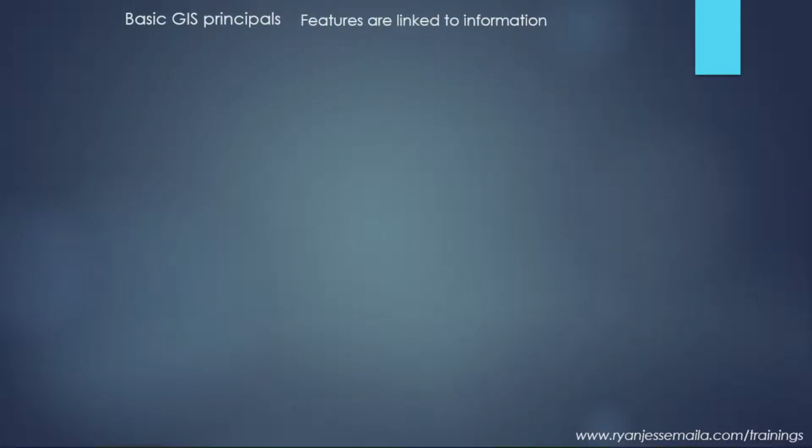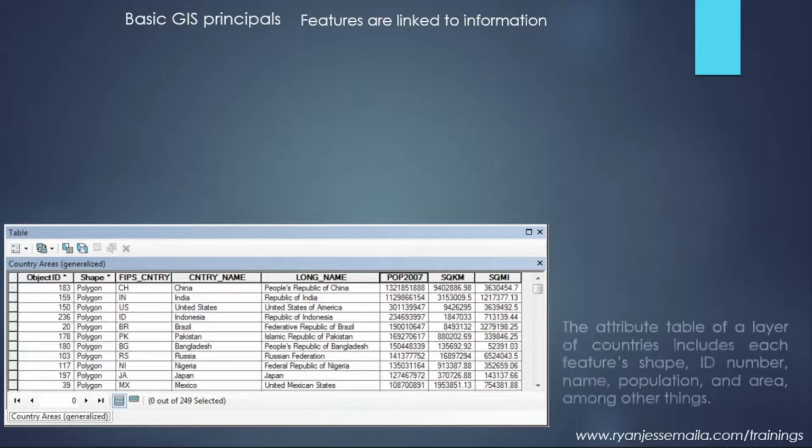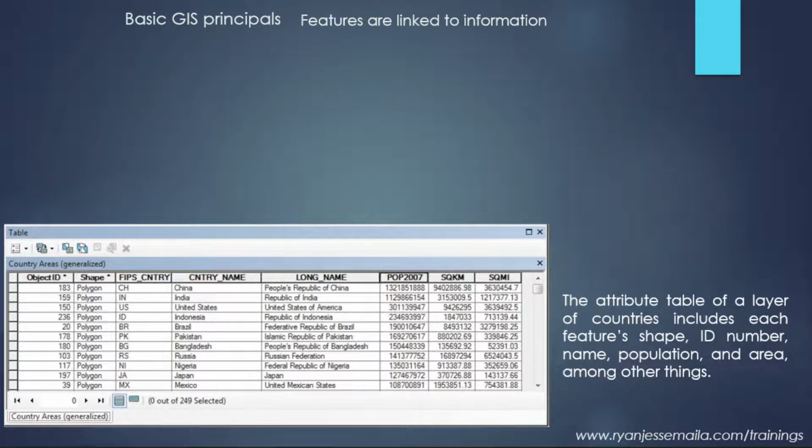The other thing we're looking at is that features are linked to information. So those features that we are talking about are linked to information. This is what makes GIS very powerful. Here is a table of country areas, generalized, and you find that this information is linked to those features which we were looking at. Usually such tables in GIS are called the attribute table of a layer of countries, which includes features, shape, ID number, name, population, area, and other things.